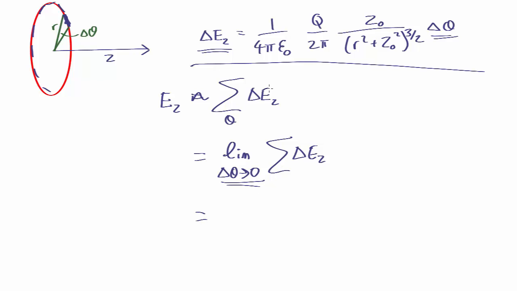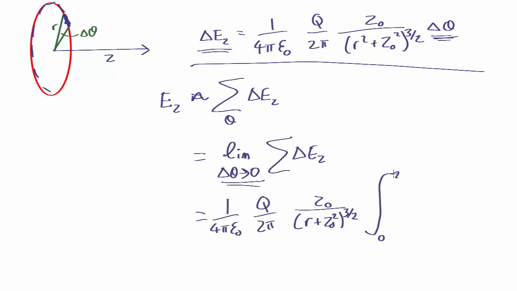So it equals, let's have all the constants first, 1 over... the thing we're integrating over is theta. We're going around the circle adding up all the bits. That's what I'm integrating, that's why it's got a delta theta over here. Everything that doesn't involve a theta is a constant for these purposes. So we've got 1 over 4 pi epsilon naught, q over 2 pi, z naught over (r squared plus z naught squared) to the 3/2. And now we're going to do the integral from 0 to 2 pi, all the way around a circle, of d theta.